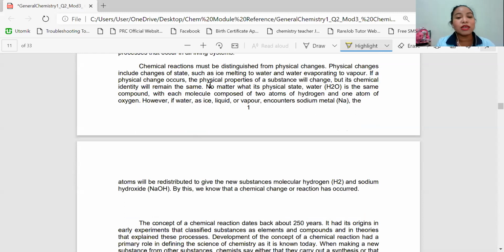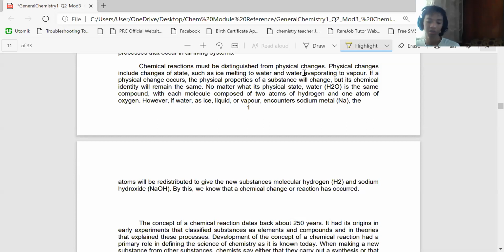So chemical reaction must be distinguished from physical change. As I said, chemical reaction is accompanied by chemical change. When you have a paper and you cut that paper, it only changed the physical aspect of the paper. You just change the size of the paper, the shape of the paper, but you did not change the paper itself. But if you burn the paper, that's no longer a paper. It's already an ash. So that becomes another story.